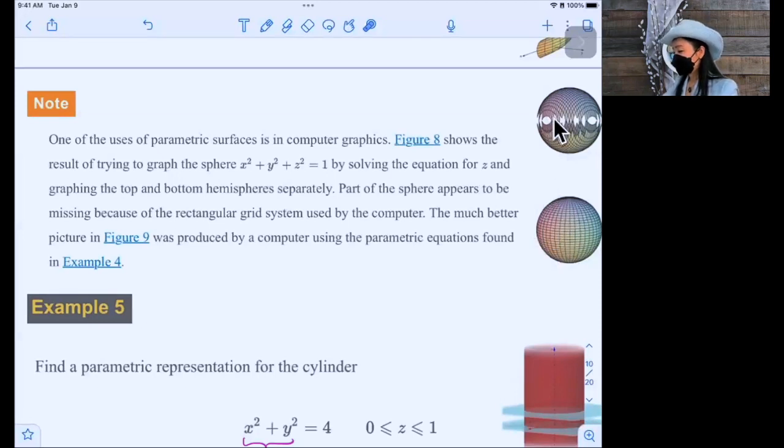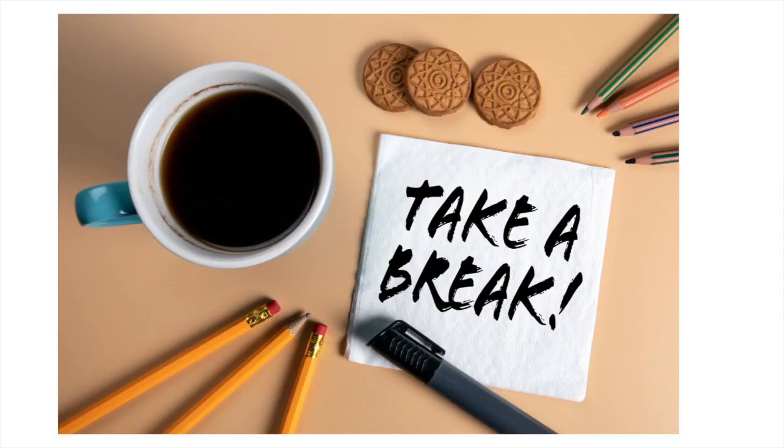Okay, very good. So if you use the rectangular coordinates, then it happens to look like this, right? Part of it is missing, right? But if you use this, it is better.